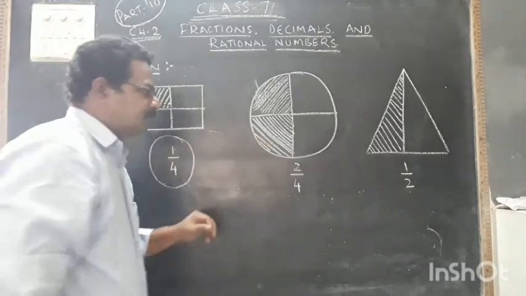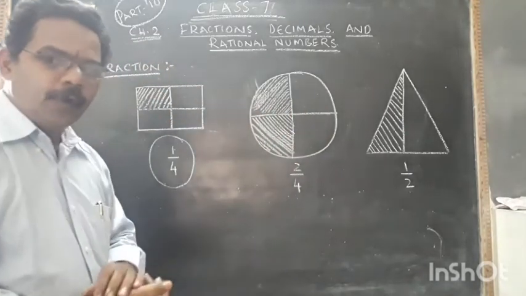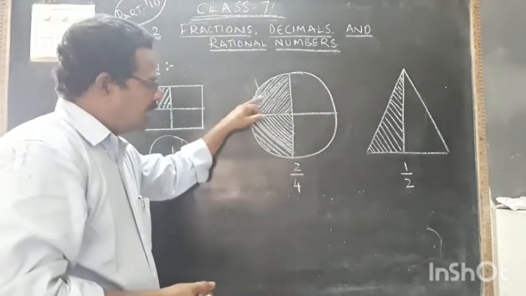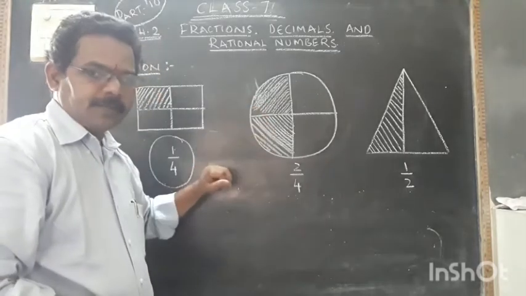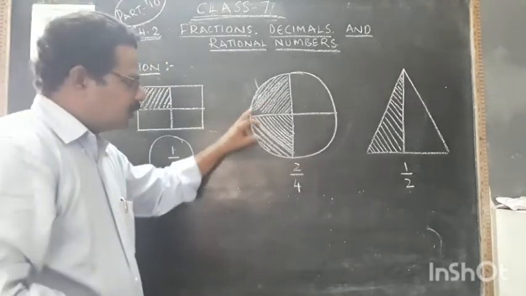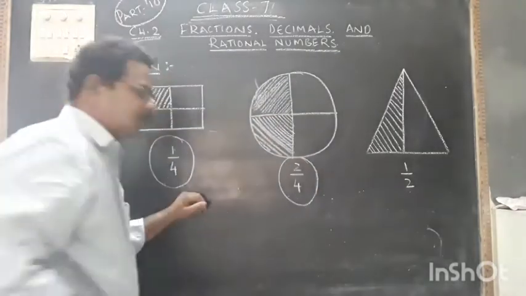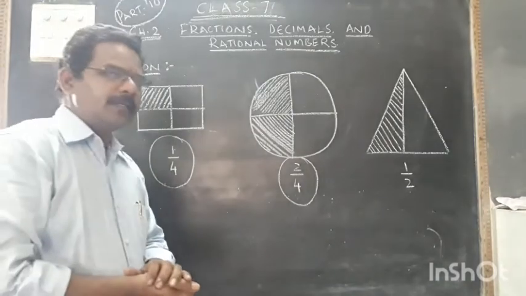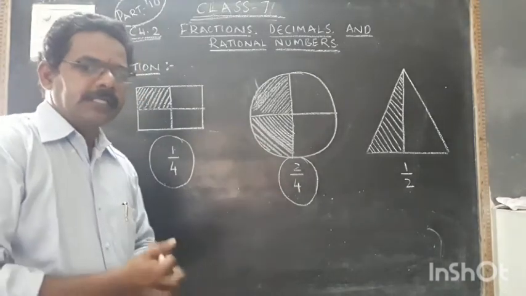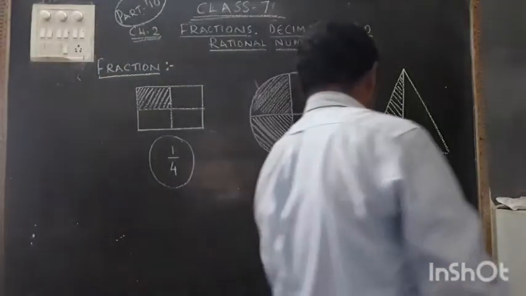Here I have made the circle into 4 parts. Here I have shaded 2 parts. So out of 4 parts, I shaded 2 parts, so this can be written as 2 by 4. Out of the total 4 parts, I have taken 2 parts. That's why this is 2 by 4. 2 out of 4 parts.